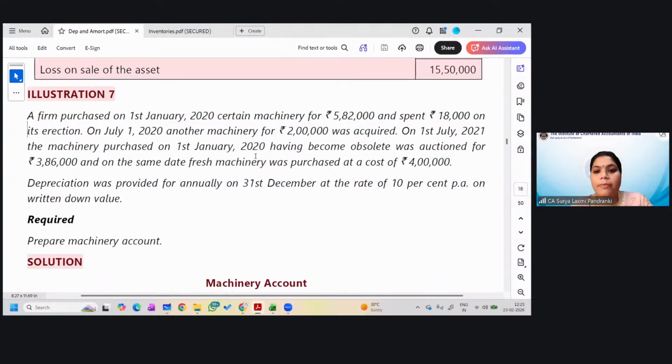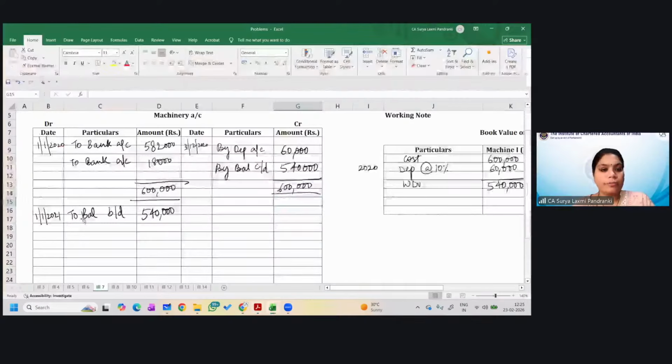Okay. Now let us go back to the question again. Okay, there's one more machine purchased. Okay, I've got it. It was purchased on 1st July. I am so sorry. I think this value will be wrong there.